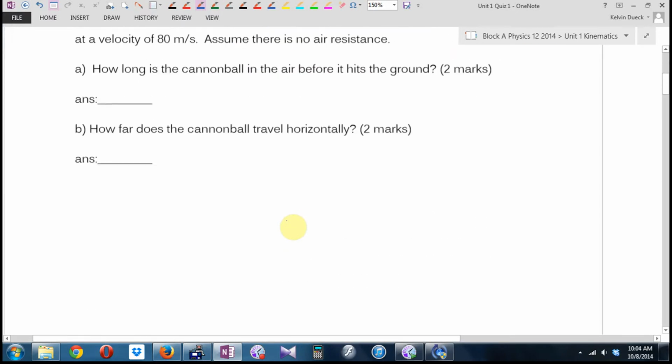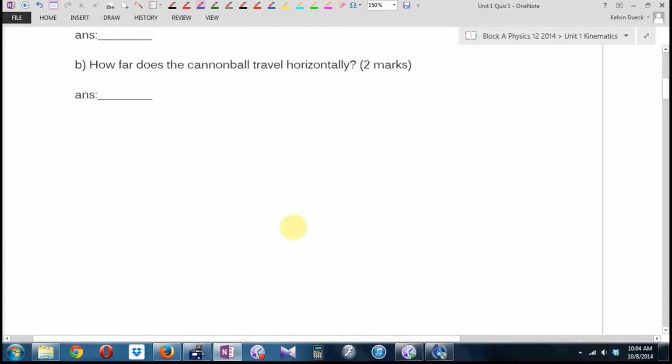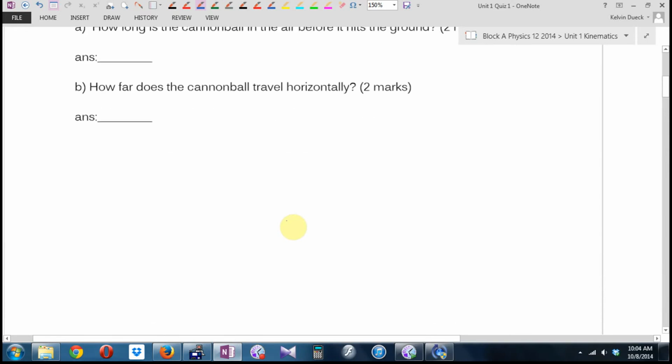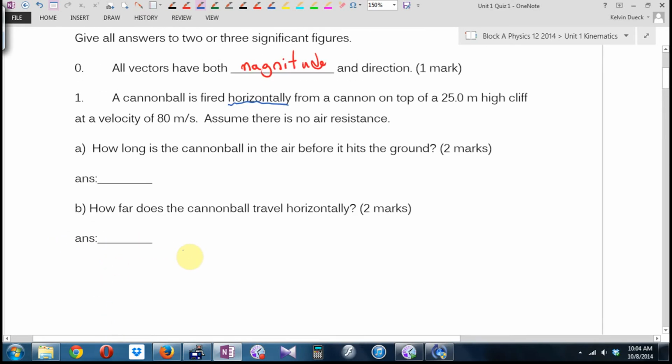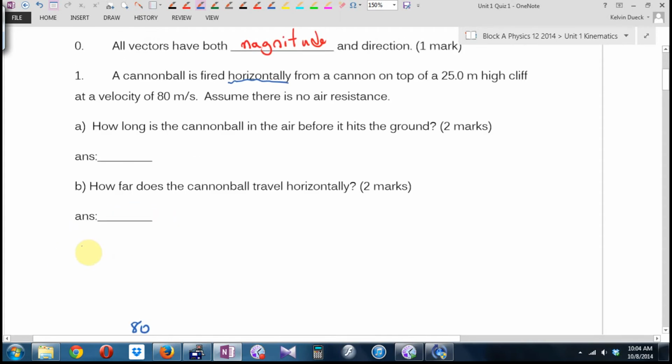I need to make a little room here. Oh, I left some room, so I'll put the answers up here. Here's my picture. Cliff. Horizontally. What was the velocity? 80. And this distance here was, did I say 25? 25.